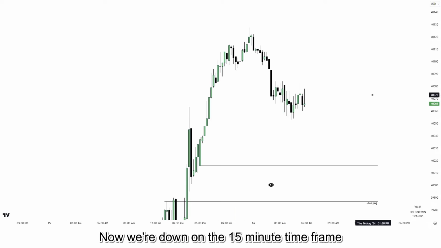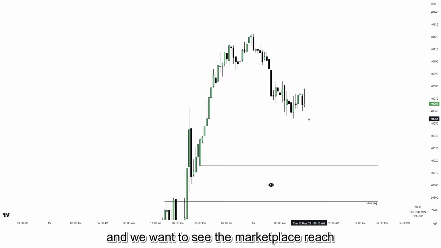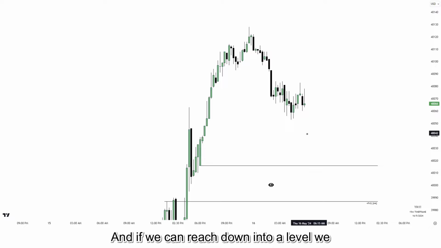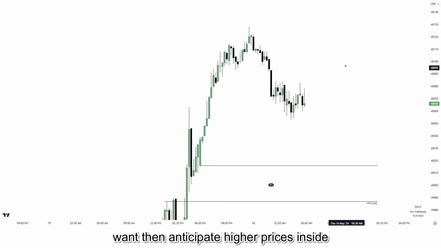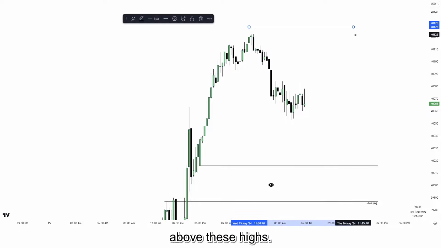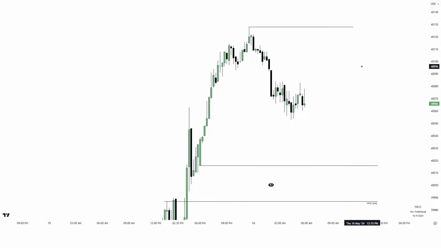Now we're down on the 15-minute time frame, and we want to see the marketplace reach down into this bullish fair value gap level. And if we can reach down into that level, we want to then anticipate higher prices inside of the marketplace to eventually reach back up above these highs. Let's see what happens.